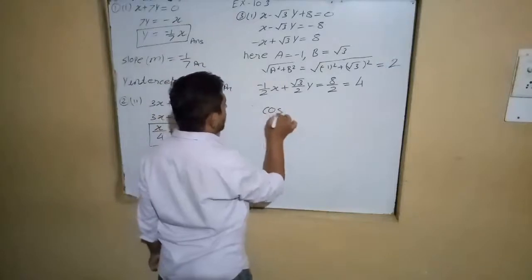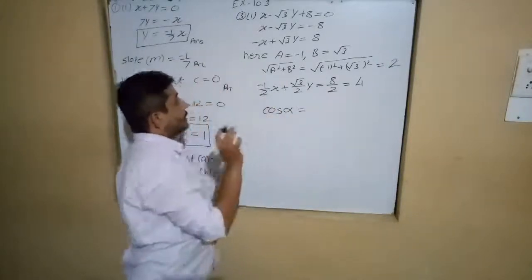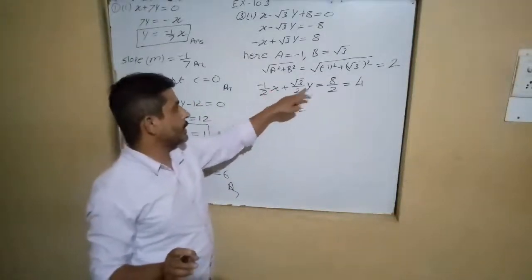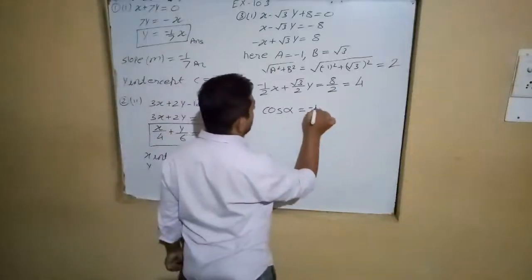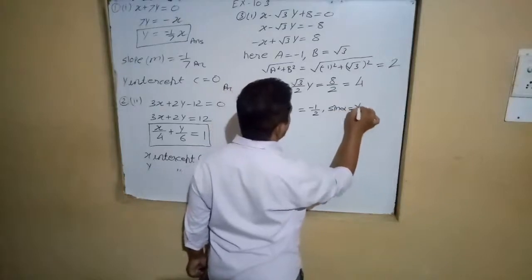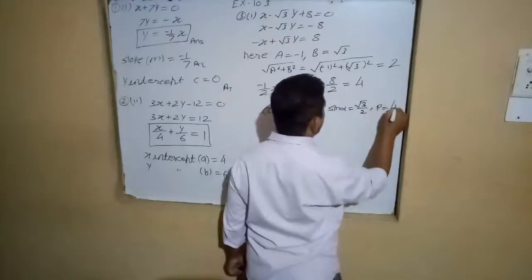Therefore, what is the normal form? x cos alpha plus y sin alpha is equal to p. So here cos alpha, what will come? Minus 1 by 2. Sin alpha is equal to root 3 by 2, and p is equal to 4.